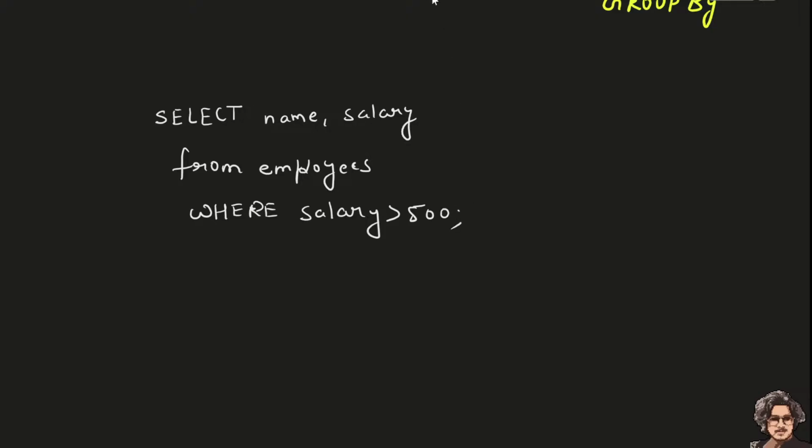You can see here I'm writing this statement. I want the name and the salary from the employee table, where the salary is given. So this is used to filter the data. And what is the use case of the other one, the HAVING clause?